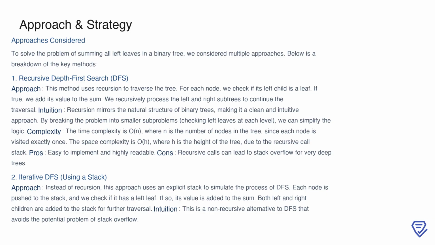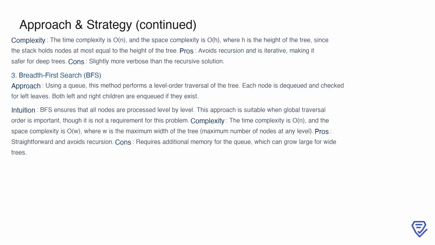Another option is iterative DFS, which eliminates recursion by using an explicit stack to simulate the traversal process. Here, nodes are pushed onto the stack, and we check for left leaves as we pop them off. Both left and right children are added to the stack for further exploration. This approach avoids the risk of stack overflow, making it safer for deep trees, though it can be slightly more verbose in implementation. In terms of complexity, the iterative DFS approach is also O(n) in time and O(h) in space, as the stack will store nodes proportional to the height of the tree.